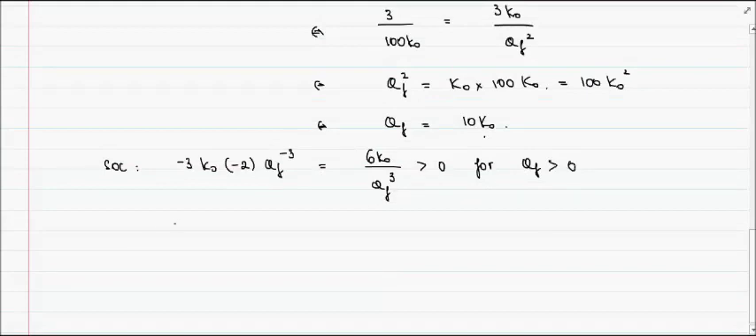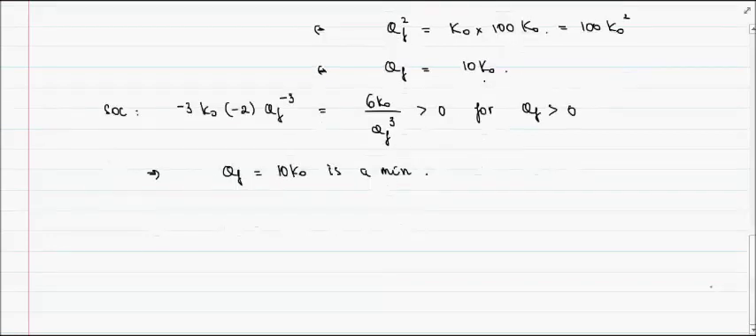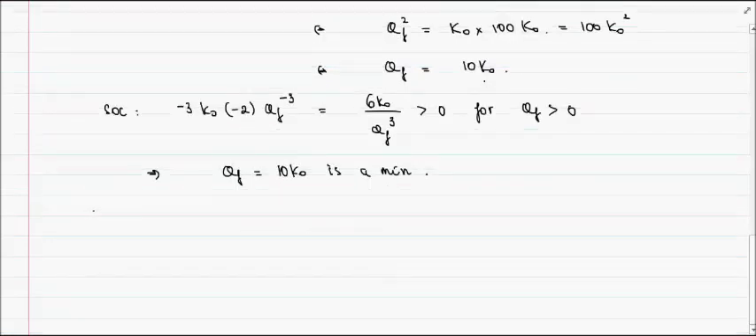So if this thing is positive, then we confirm that the point QF equal to 10K0 we found earlier in the first order condition is a minimum point, okay? So that is the quantity that is minimizing the cost function for the firm, the average cost function, okay? So part D, asking you to confirm that for output QF equal to 10K0, the firm's marginal and average costs are equal with each other.